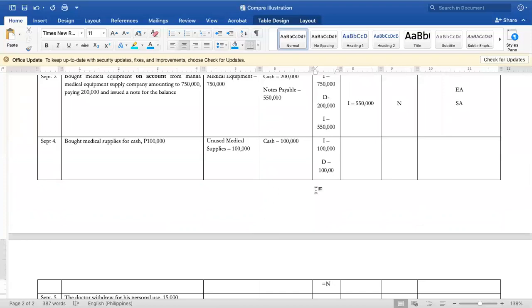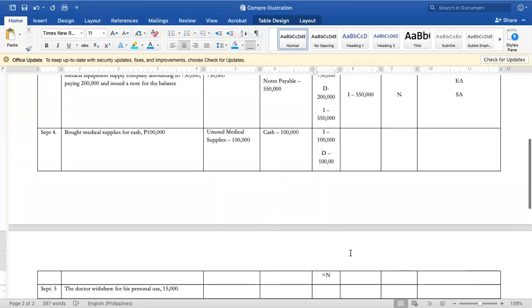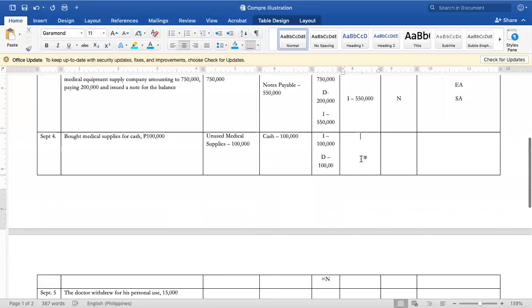But no effect. So zero. The net effect is 0, right? Or let's say no effect on your total assets. No effect on your total asset. So our discussion is effect on the total assets, effects on the total liabilities, and effect on the owner's equity.